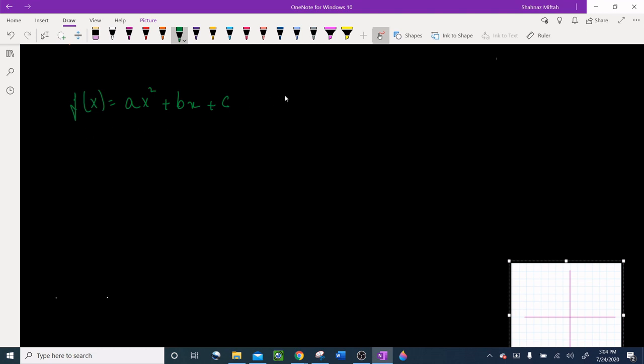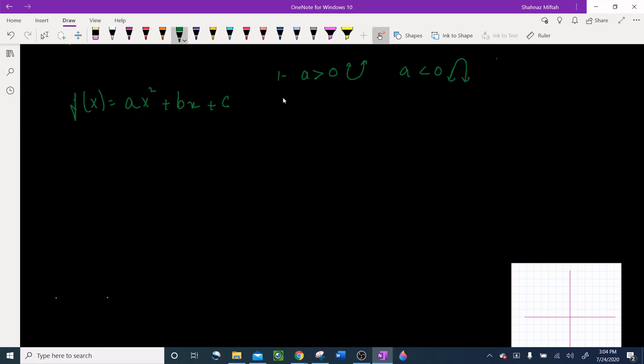Now, what do I need to figure out for everything? I need, again, the same thing. Step one, we have to look for a. If a is greater than 0, then it's concave up. If a is less than 0, then it's concave down. We have to look at this a to see if it's negative or positive.